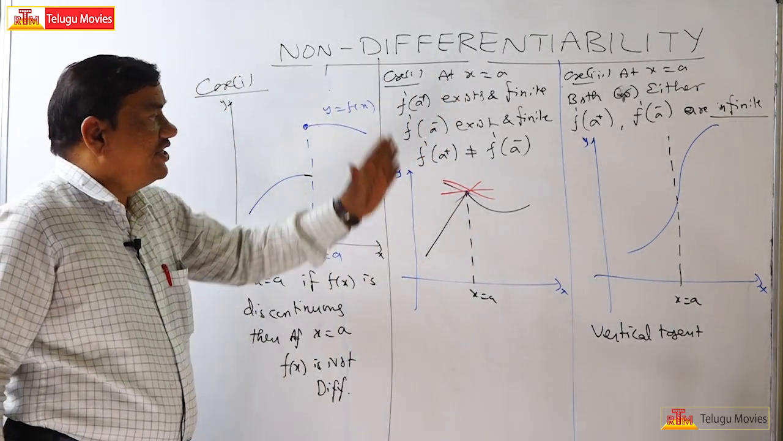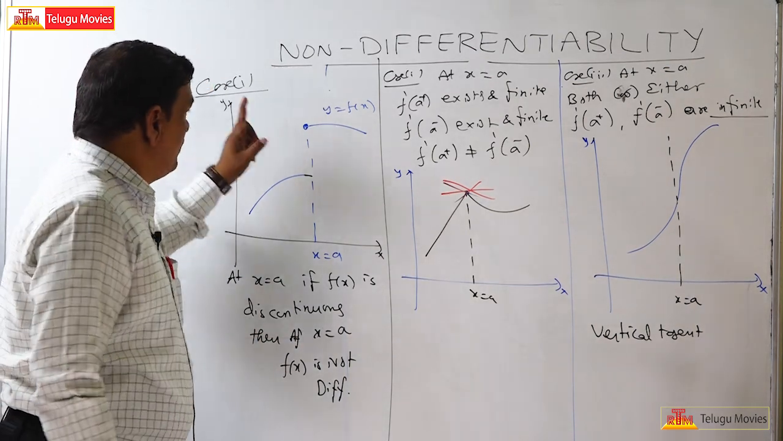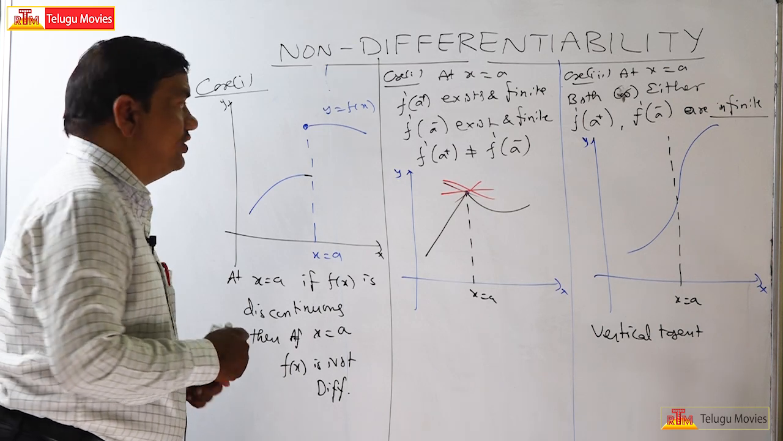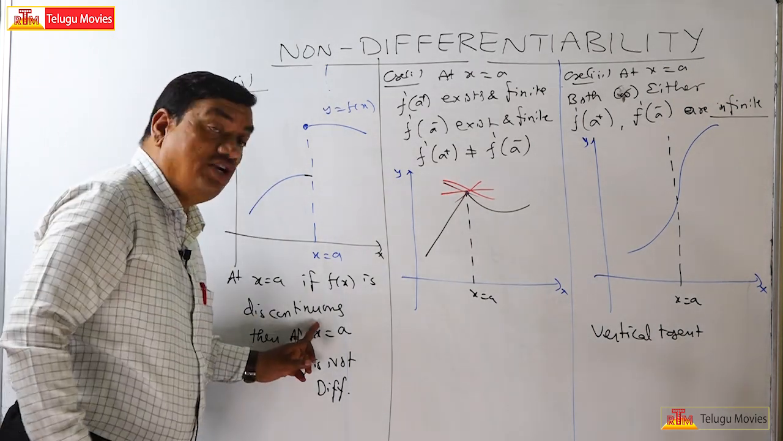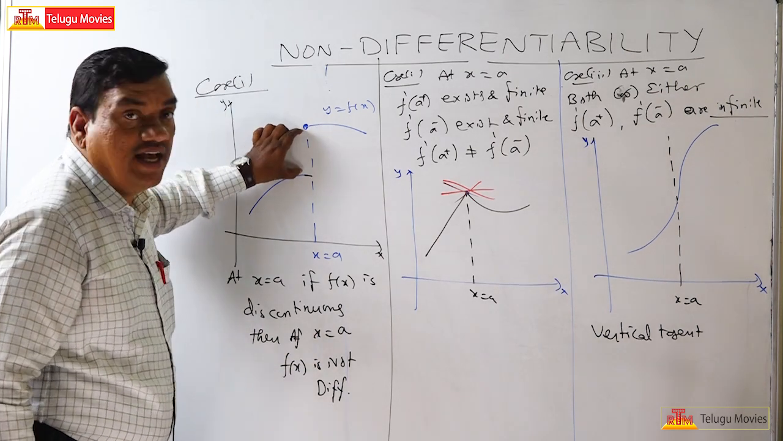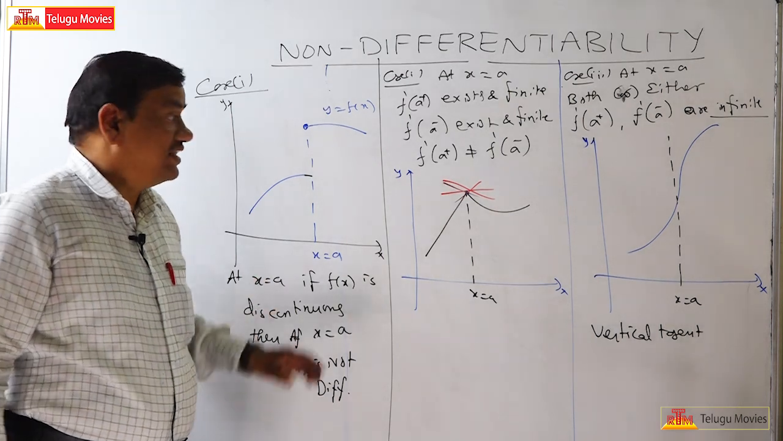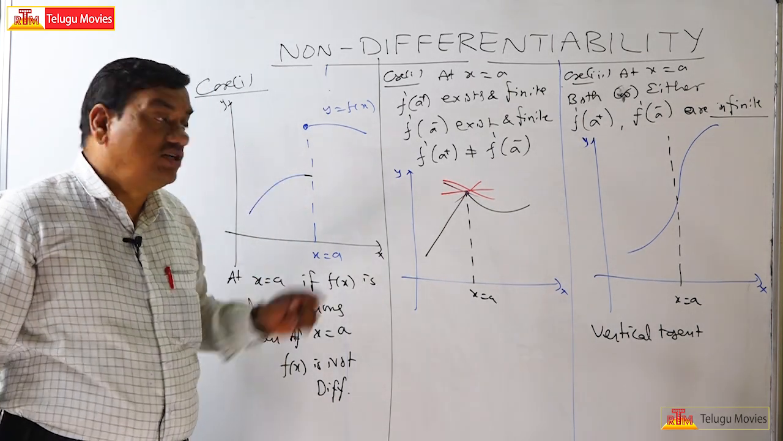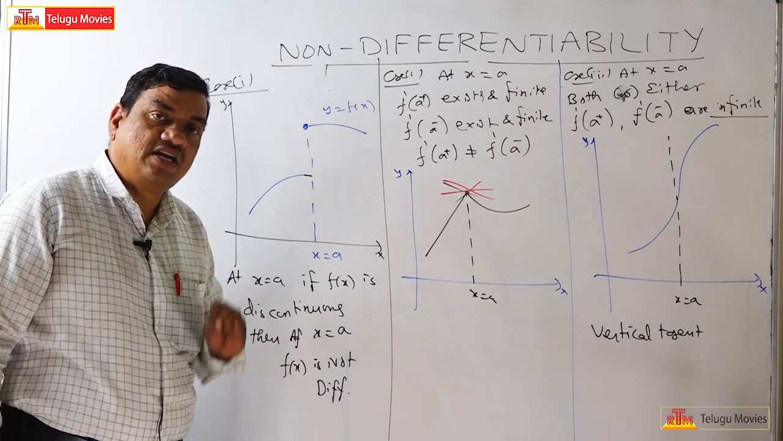So these are the three cases where the function is not differentiable. The first case is discontinuity. If at x is equal to a, the function f of x is discontinuous, if there is a break, then also the function is not differentiable at x is equal to a. That means we cannot draw a tangent. If there is a break, how can we draw a tangent? That is the first case.